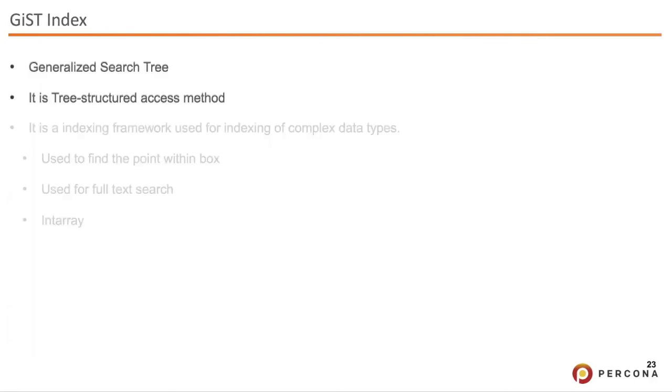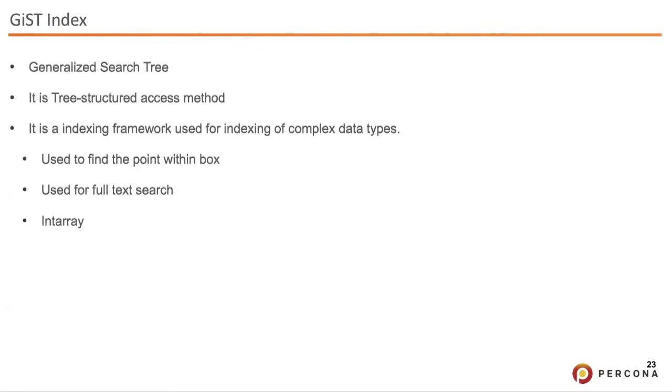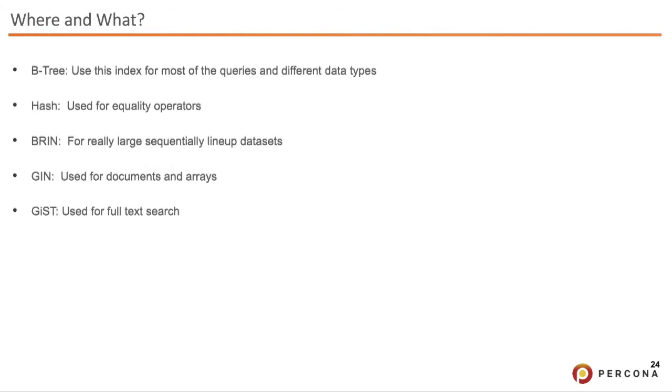GiST is a generalized search tree. It is a tree structure, an access method, and actually a framework. It's used where you have complex data types, like finding a point within a box, or for full text search. You can use it for these kinds of things. I will discuss where GiST is used and where GIN is used in that slide.